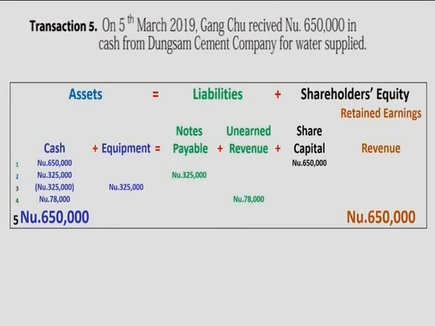So the cash on the asset side should be increased by 650,000, and this is now the main activity of Gangchu Limited, because Gangchu produces mineral water and sells it. So it is a revenue activity for them. Therefore, on the other side of the equation, under retained earnings, revenue has to be increased by 650,000, and on the asset side, cash in the company should be increased by 650,000. So the accounting equation gets balanced again.